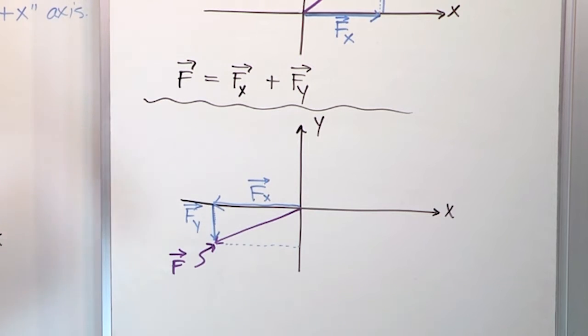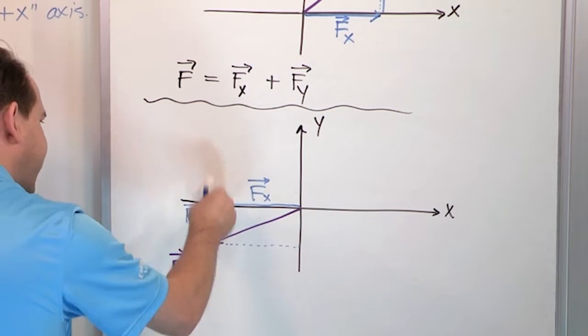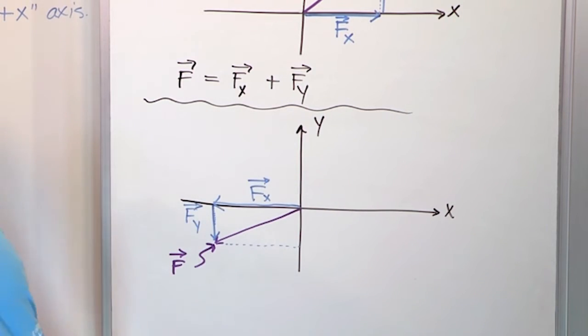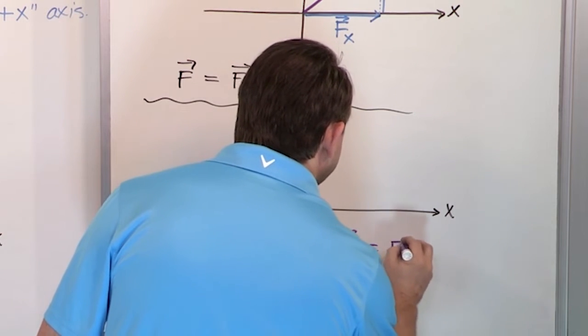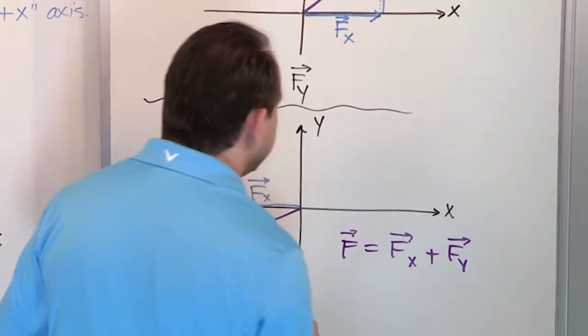Now look and convince yourself again that if I take vector fx, head to tail with vector fy, so if I add them together, I just connect this to this, and that gives me the answer here. So again, exactly the same thing. Vector f is the vector sum of f sub x plus f sub y. All right?